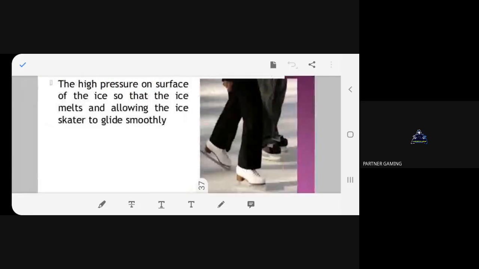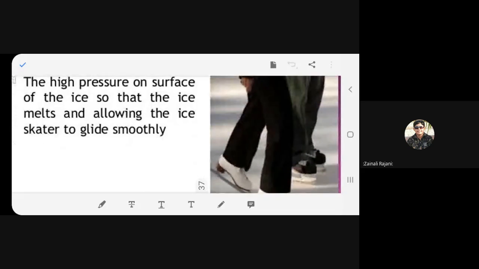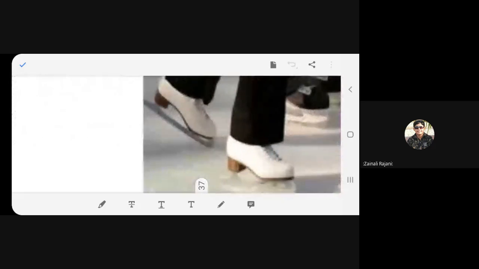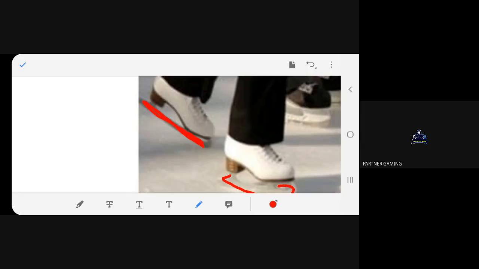Now you can see over here, this person is wearing a skate. Can you see this? Can you see the skate? This is the skate. Can you see the skate? Hello? Yes, ma'am, I can see. This is the skate.